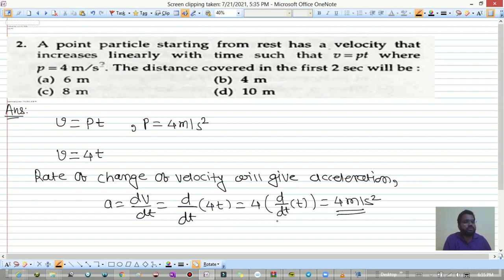Now once we know the acceleration, we can calculate the distance traveled: s is equal to ut plus half a t squared. As the particle is starting from rest, u is 0, so half into 4 into t squared. We want it in 2 seconds, so that is 2 into 2 squared, that is 4 into 2, which is 8 meter.